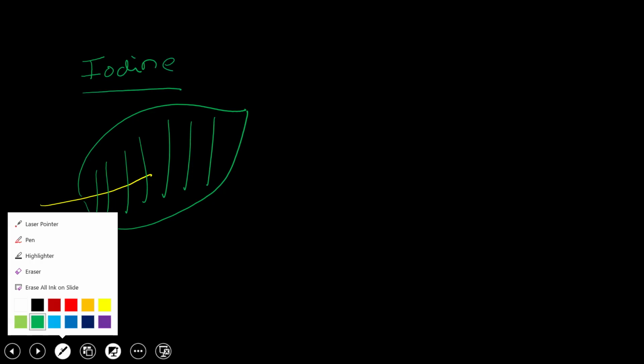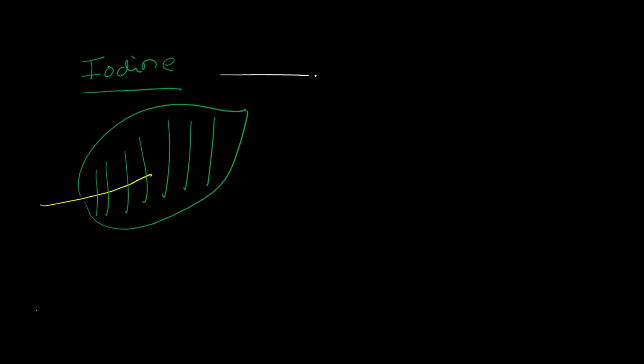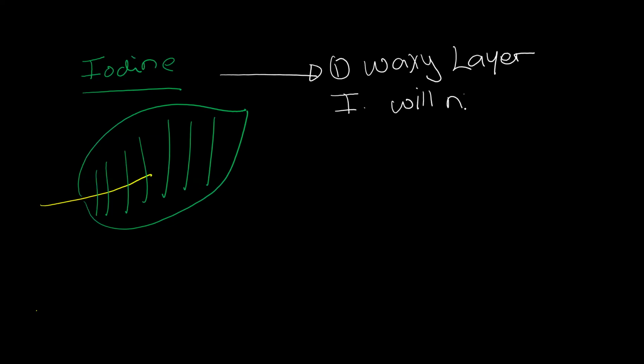Now, what are my 2 problems? I have 2 problems. What is problem number 1? The waxy layer and cell membrane. Very good. I have a waxy layer. What is the problem with this waxy layer? It does not let iodine penetrate through the leaf. Excellent. The iodine will not penetrate. Now, how do I solve this problem? Boil the leaf. Excellent. I will boil it in water, in a hot water bath.